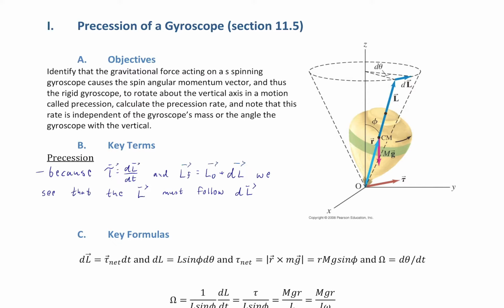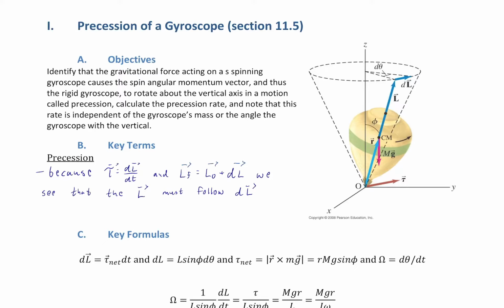And what's the direction? Well, think about it. The direction of dL, the instantaneous change in angular momentum, is equal to that of the torque. Okay? They are parallel. The torque vector and the dL vector are parallel to each other. So then we see that the angular momentum must follow the change in angular momentum.